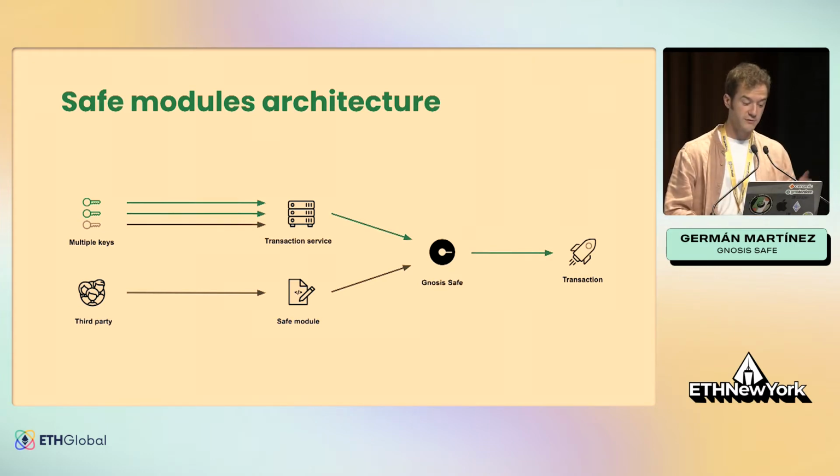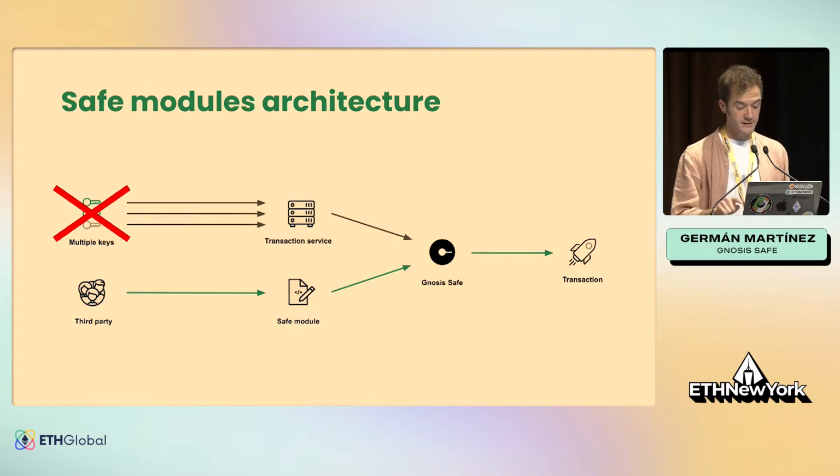So we have the regular flow with the signers and the other with the modules. In case the signers become unavailable or the private keys are lost, the Safe modules flow is still available, and if we have a Safe module, for example, that implements a recovery mechanism, we could somehow replace the original signers and add new ones.